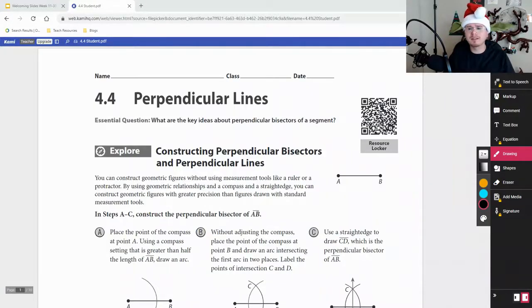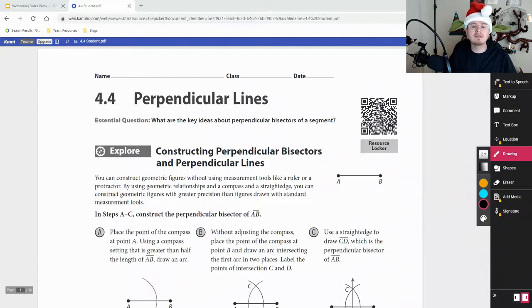CP Geometry today, 4.4 perpendicular lines. Let's just get right into it, guys. So, perpendicular lines. We've talked about parallel lines before. We talked about the different angle pair relationships, and now we're going to talk about perpendicular lines.